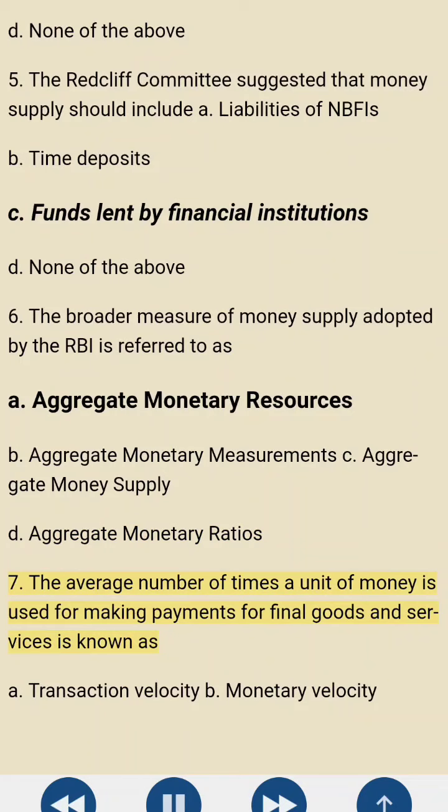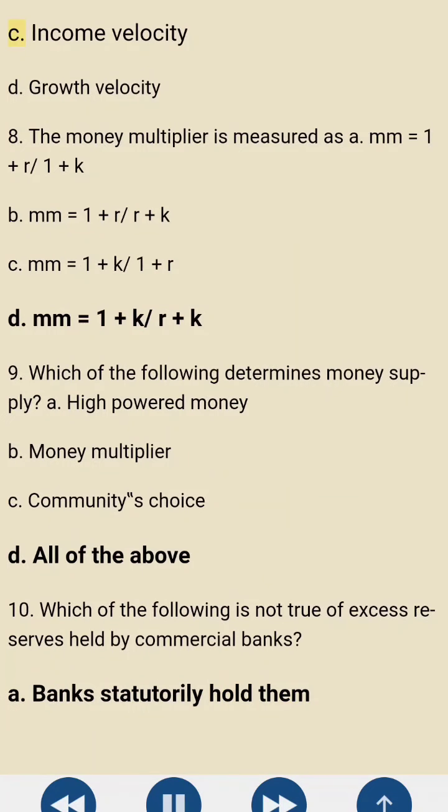The average number of times a unit of money is used for making payments for final goods and services is known as A. Transaction velocity. B. Monetary velocity. C. Income velocity. D. Growth velocity. 8. The money multiplier is measured as A. equals 1 plus R over 1 plus K. B. Equals 1 plus R over R plus K. C. Equals 1 plus K over 1 plus R. D. Equals 1 plus K over R plus K.